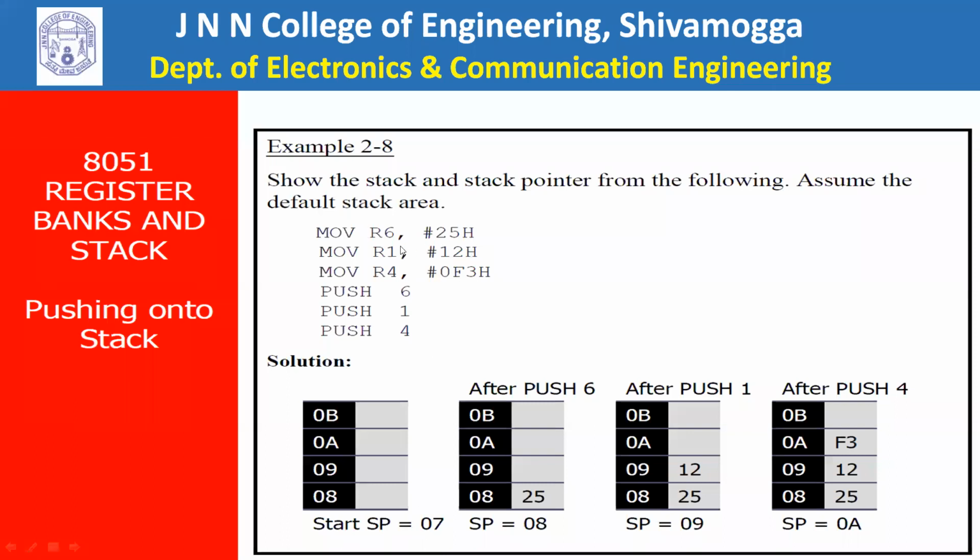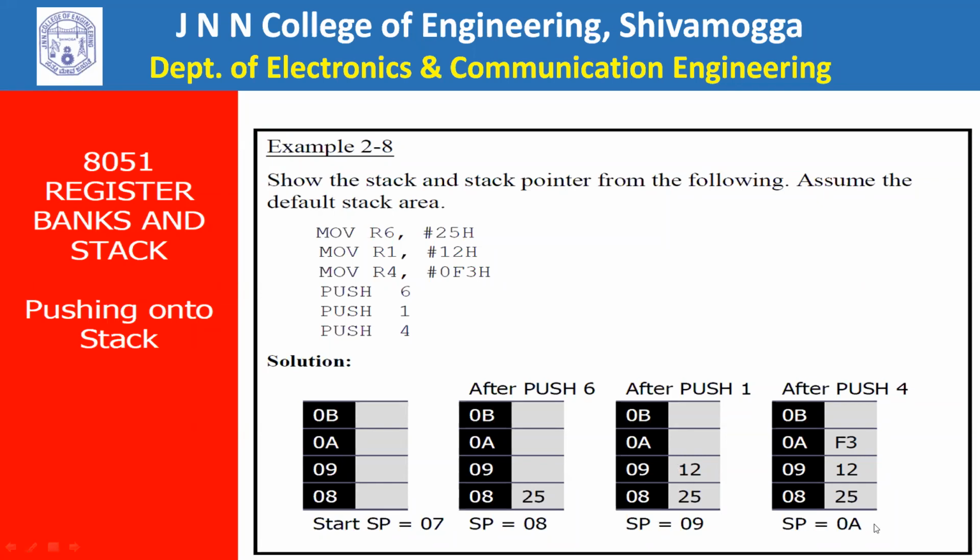Simply you are writing some data into R6, R1 and R4 and you are writing push 6. Push R6 you would not write. Normally you would write the address of register 6. That is 6. Push 6 means 25 will be copied into location 8 and SP is incremented by 1. When you write push 1, SP is incremented by 1 and SP becomes 9. On top of this, the content of register 1 is copied. That is 12.